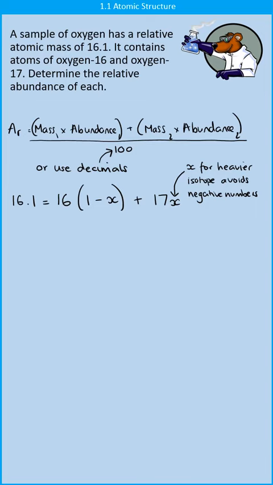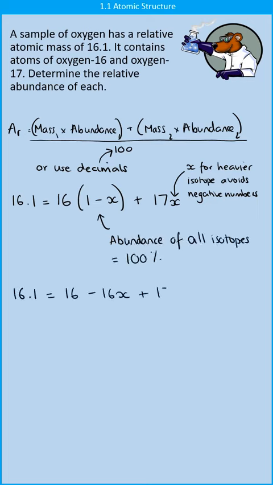So now I'm going to expand out my brackets so that I can make this a bit easier to work with. So 16.1 is 16, take away 16x, plus 17x. So then I'm going to join all my terms together and put them on the same sides of the equation. So the minus 16x and the 17x join together to just be x, and then I can take away 16 from both sides and get 0.1 is x.